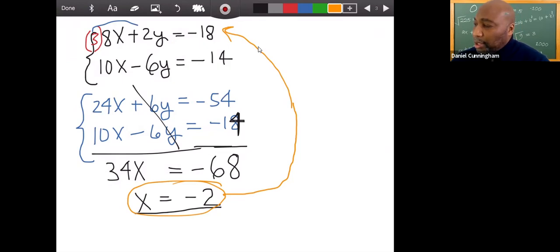I'm going to write this one in blue so you know I'm substituting. So I have 8 times a negative 2, plus 2y, is equal to a negative 14. Let me show what we have here. So negative 2 times 8 is a negative 16.